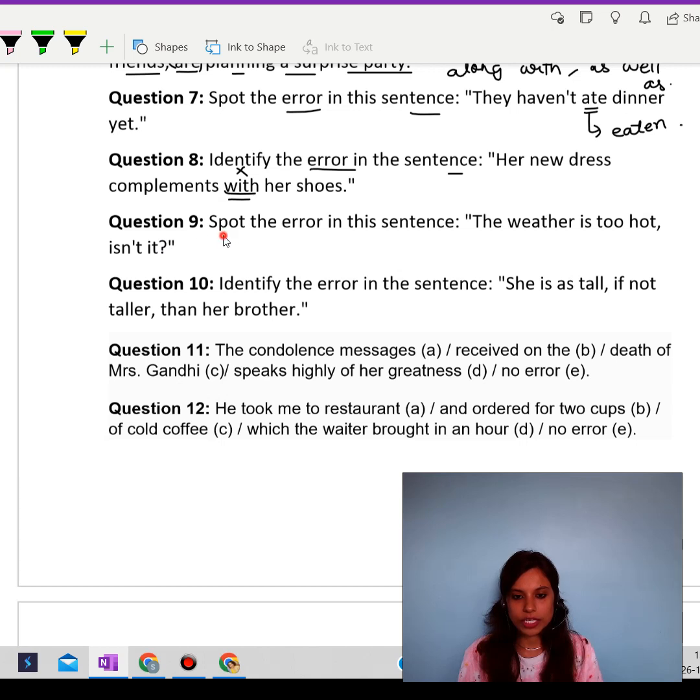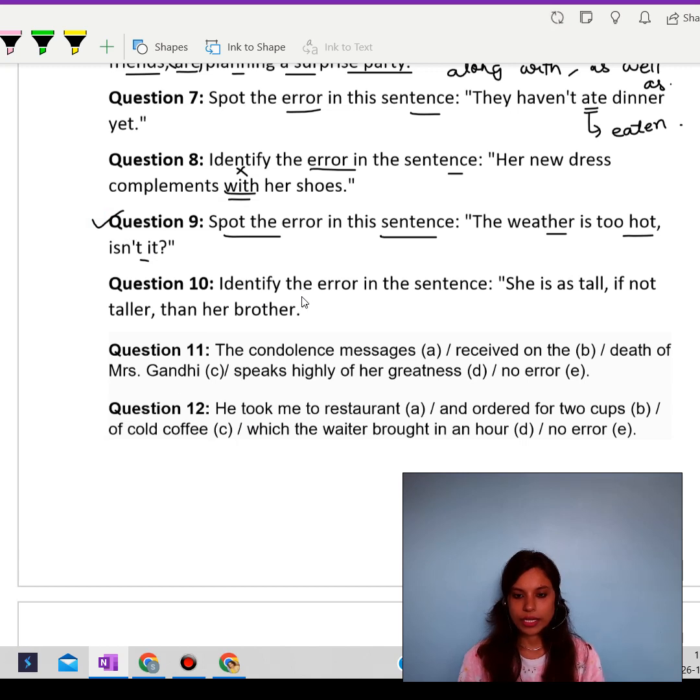Next, question 9. Spot the error in this sentence. The weather is too hot, isn't it? See, the sentence is absolutely correct. There is nothing to correct in this sentence.